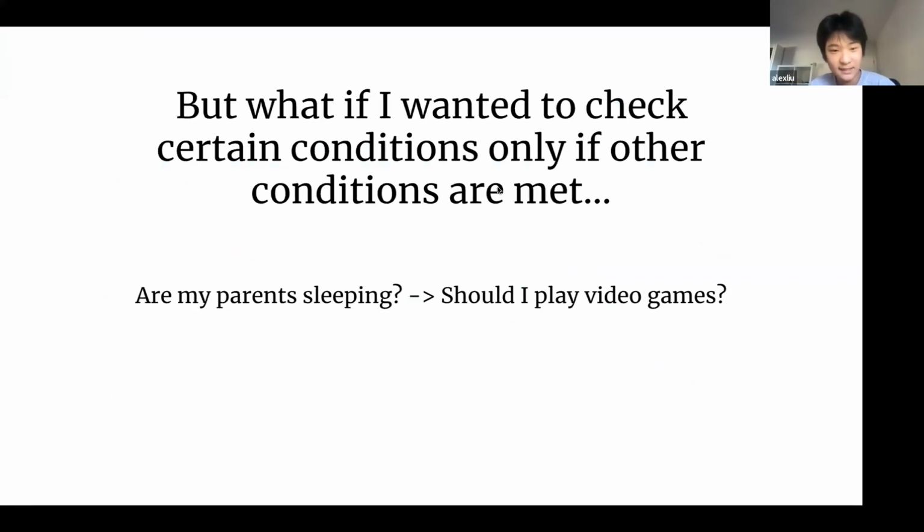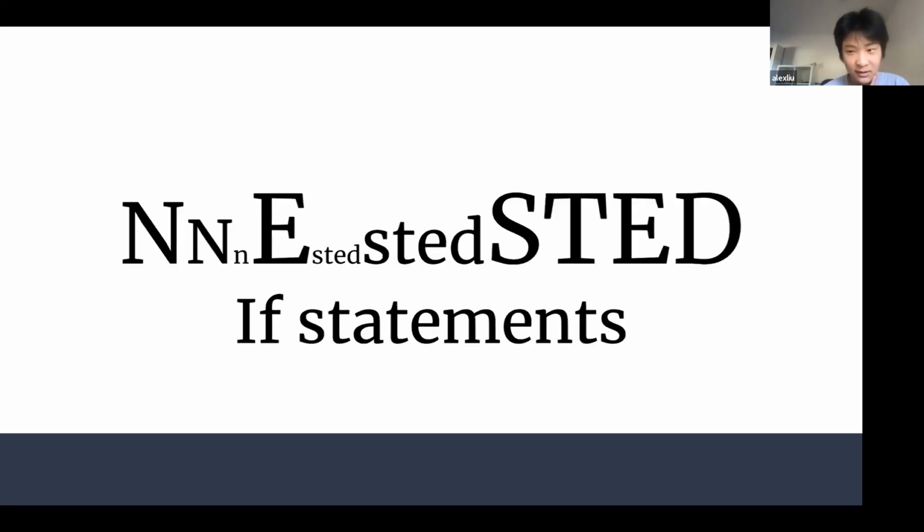So let's say you wanted to check a certain condition only if some other condition is satisfied. For example, are my parents sleeping? If they are, then should I play video games? The answer is no, you should get sleep. But let's say I wanted to do that, right? Then we would use something called nested if statements.